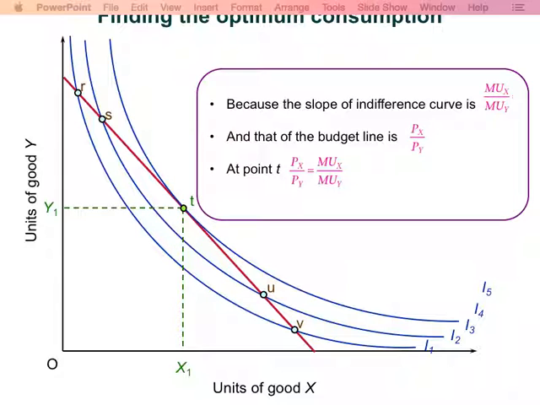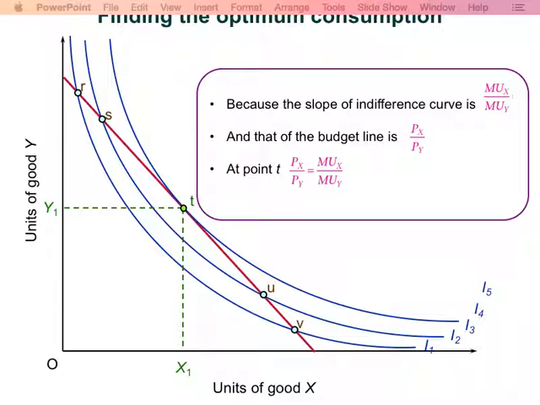Since point T lies on I3 as well, we know from before that I3 has a slope which is the marginal utility of x over the marginal utility of y. So since both curves meet at that point, Px over Py must be equal to MUx over MUy. At that point, the slope of the indifference curve will be MUx over MUy.